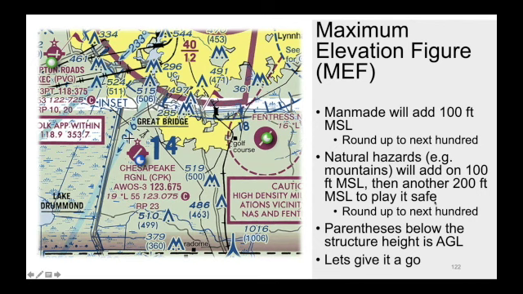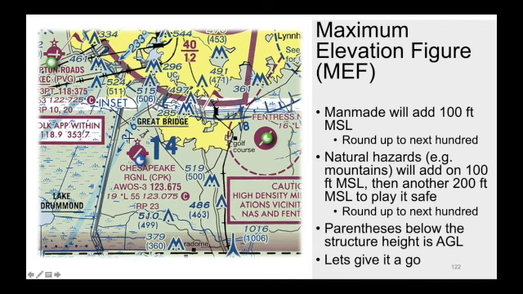So why would you add 100 for man-made, and then for natural hazards, you add 200? In this case, it's that trees grow, and man-made structures typically don't grow, like a cell phone tower. The cell phone tower doesn't grow over 2 or 3 years. Once it's put in, it's put in. They don't usually stack on top. But trees grow, and so therefore they're adding another 200 feet.